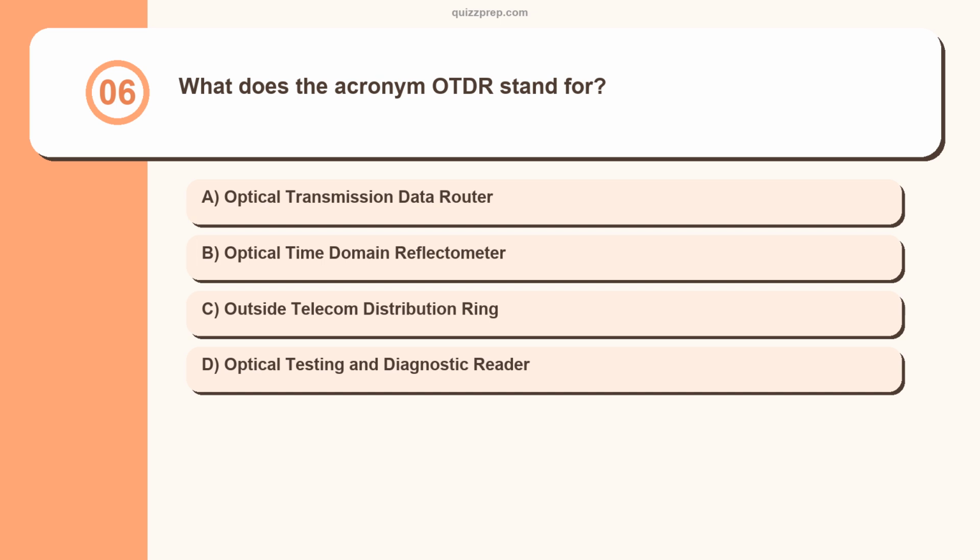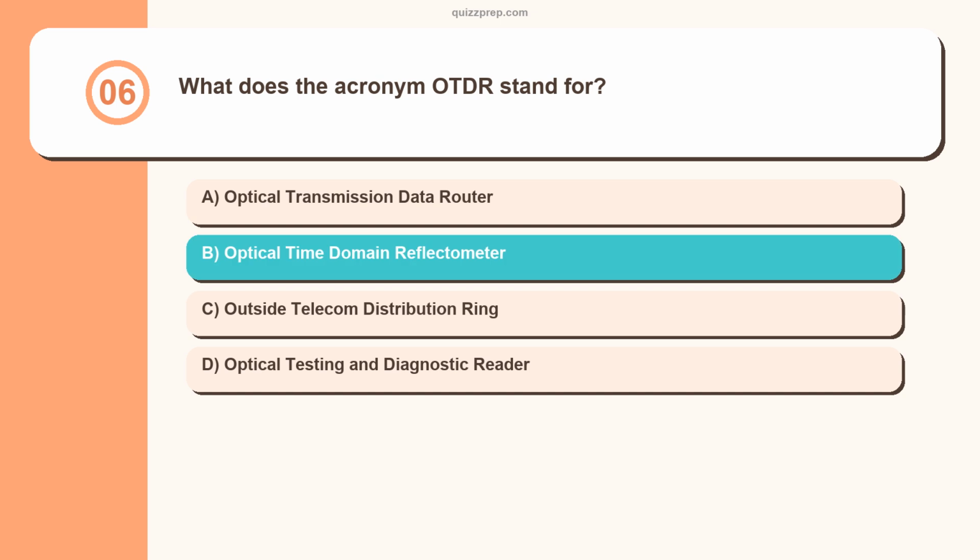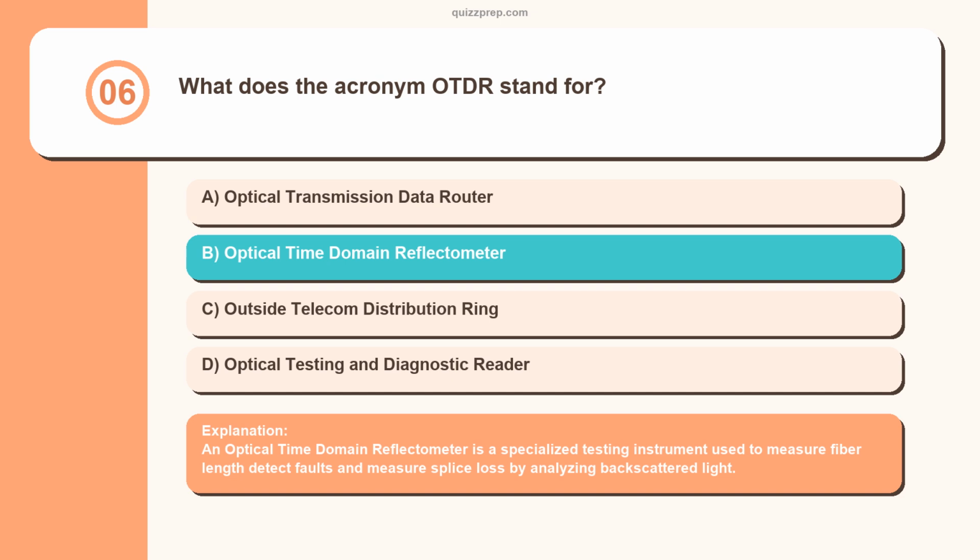Question 6. What does the acronym OTDR stand for? Optical Transmission Data Router, Optical Time Domain Reflectometer, Outside Telecom Distribution Ring, Optical Testing and Diagnostic Reader. An optical time domain reflectometer is a specialized testing instrument used to measure fiber length, detect faults, and measure splice loss by analyzing backscattered light.